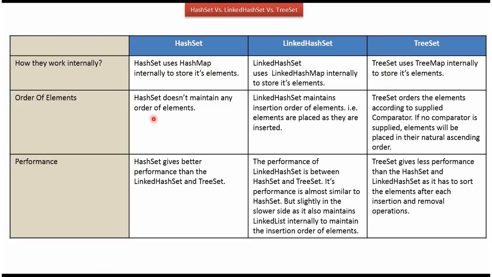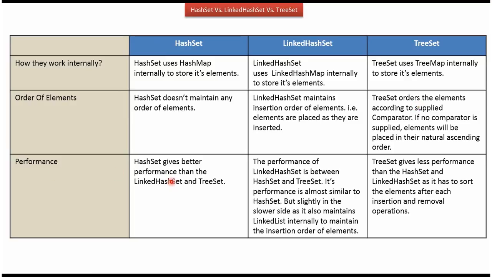Order of elements. HashSet won't maintain any insertion order of elements. LinkedHashSet maintains insertion order of elements. TreeSet orders the elements according to the supplied comparator. If no comparator is supplied, then the elements will be arranged in the natural sorting order.